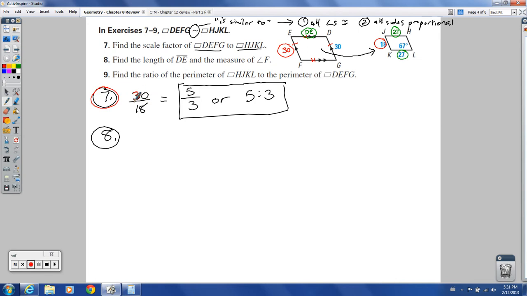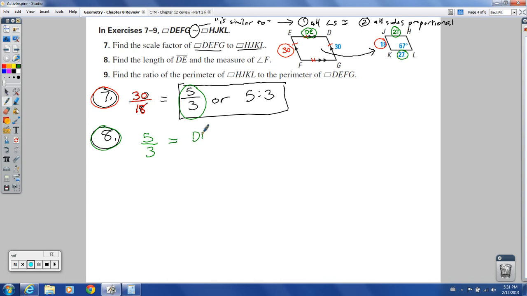So I did that stuff in red, 30 over 18. And then the green part matches up with the green stuff up here. So I can say that 27 compared to DE, or DE compared to 27, that's probably the easier way to think about this one, because I have that scale factor already. I've got 5 over 3. So I can use this and say that 5 to 3, this side, or anything here compared to anything here, is in that 5 to 3 ratio.